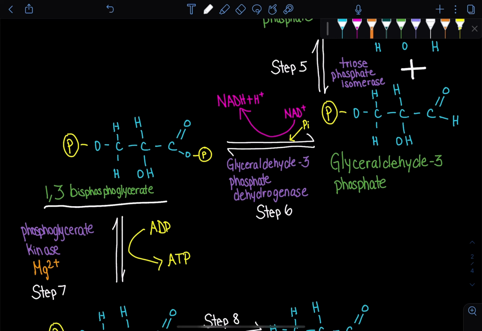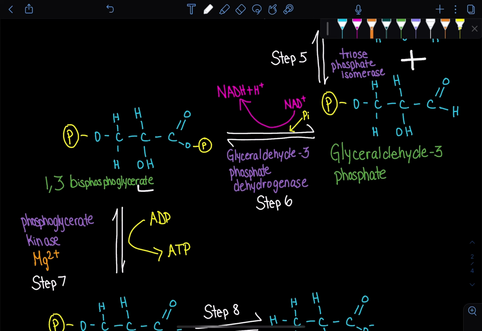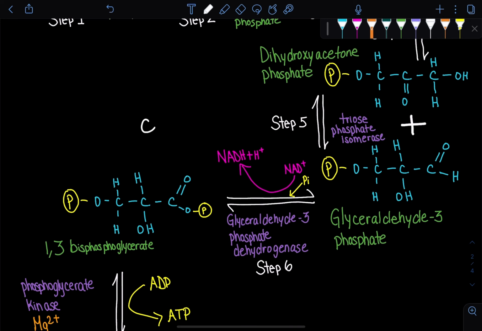Now we have 1,3-bisphosphoglycerate. Once again, 1 and 3 just represent where the phosphates are located. And then bis just represents that the phosphates are not right next to one another. They're at different locations. And we can see that we have "ate." Whenever we have "ate" at the end, that means we're going to be dealing with an acid, because this part essentially is the acid portion, the carboxylate portion.